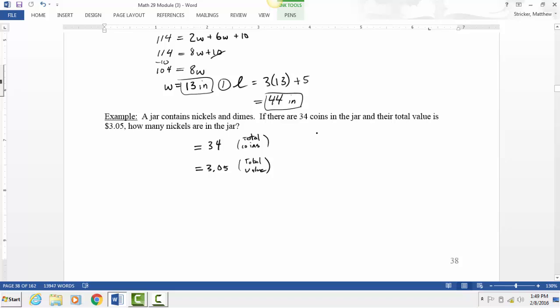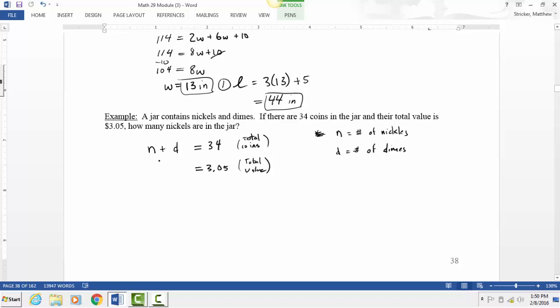What do we know? We know we want to find how many nickels are in the jar. So let's let x, or how about n, be the number of nickels, and let d be the number of dimes. And we know the total number of coins, that's nickels plus dimes, is 34, so we can just say n plus d equals 34. That's total number of coins.